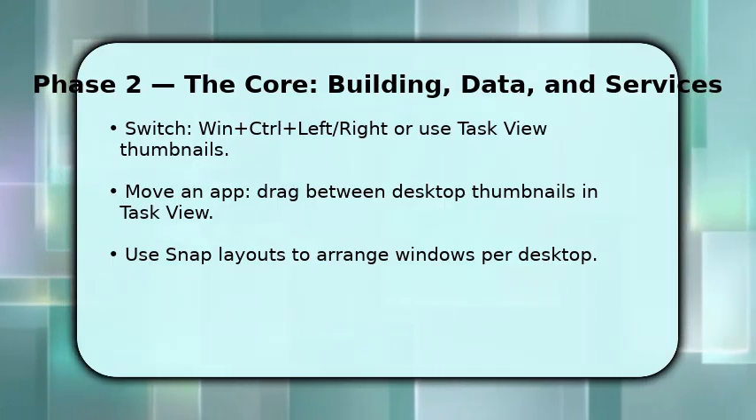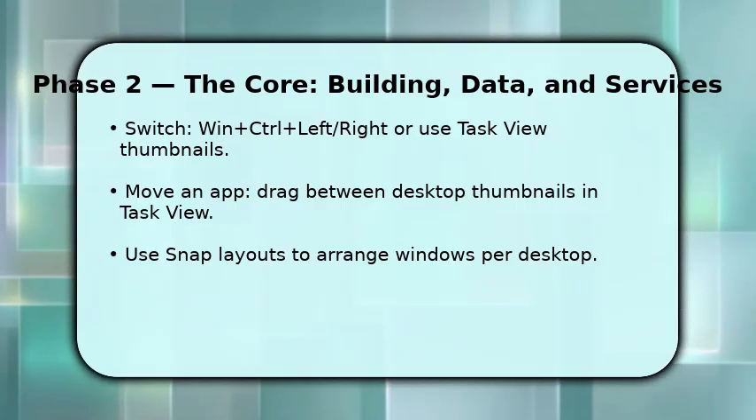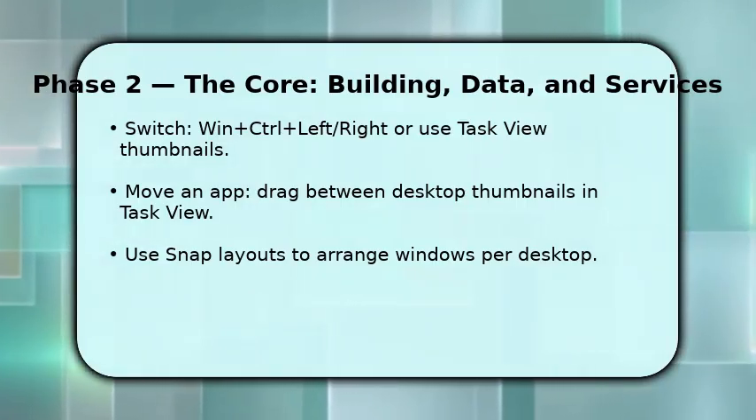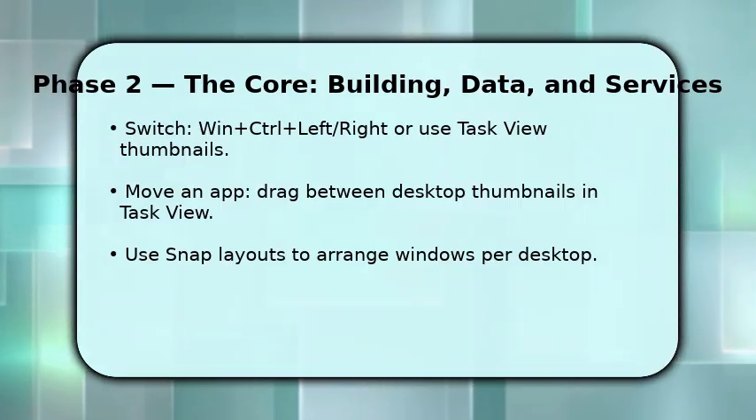Press Win plus Ctrl plus Left or Win plus Ctrl plus Right to jump between desktops instantly, or open Task View and click a desktop thumbnail for a visual switch.